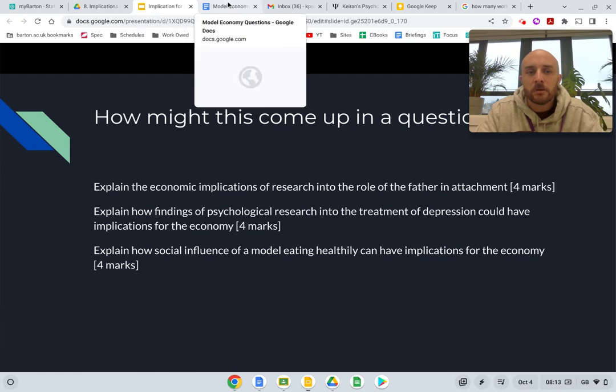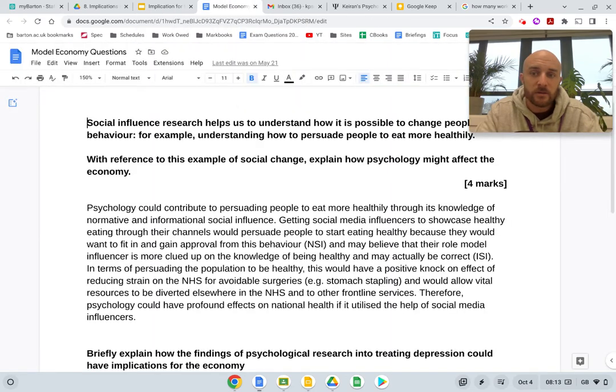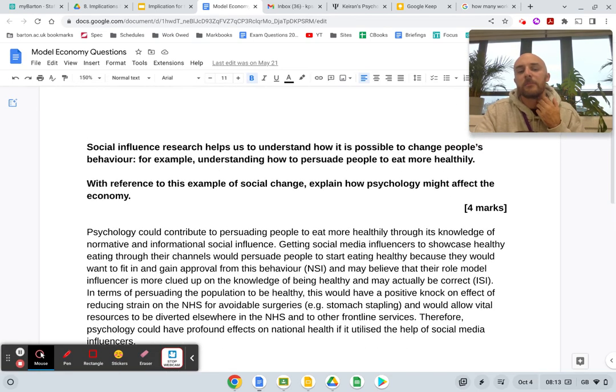Now, I do have some model answers here that I think are really quite useful to look at. I've got two just here. You may want to pause the screen if you want to look at it properly. This one's a social influence one. That one's quite difficult, right? Social influence research helps us to understand how it is possible to change people's behavior, for example, understanding how to persuade people to eat more healthily. And the question is, with reference to this example of social change, explain how psychology might affect the economy. That's a toughie. You need to know about social influence, but you also need to know about implications for the economy. And this question clearly came up in social influence, not research methods.